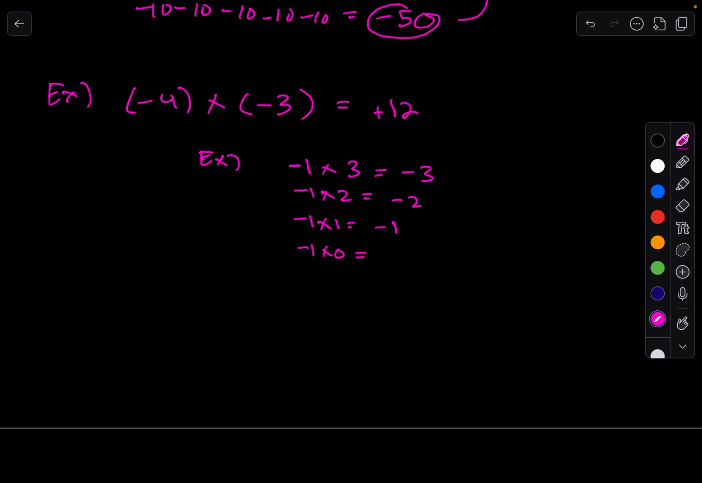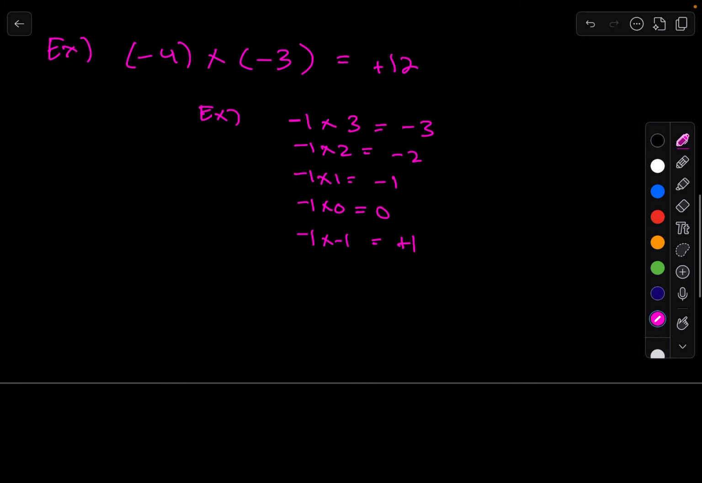-1 times 0 is 0. See how when we decrease the number we're multiplying, we're slowly getting it to 0? But now if we do -1 times -1, this is now +1. How is that so? To keep the pattern consistent, the only value that makes sense is +1. Another explanation is multiplying by -1 means the opposite of.